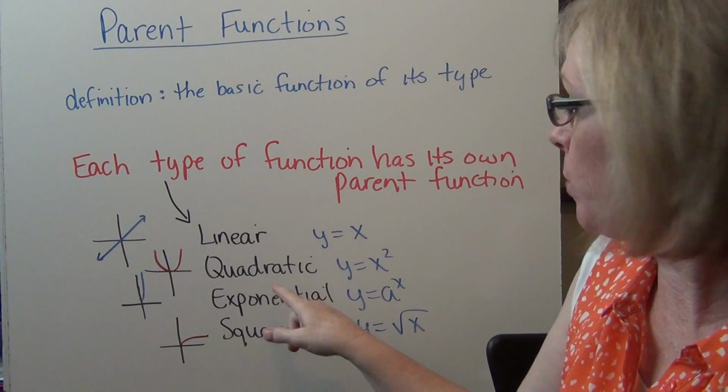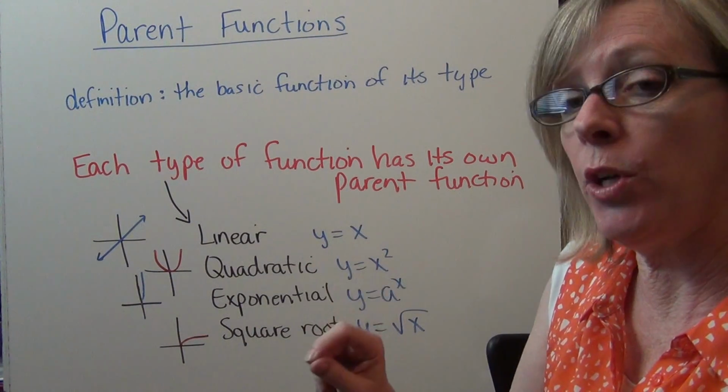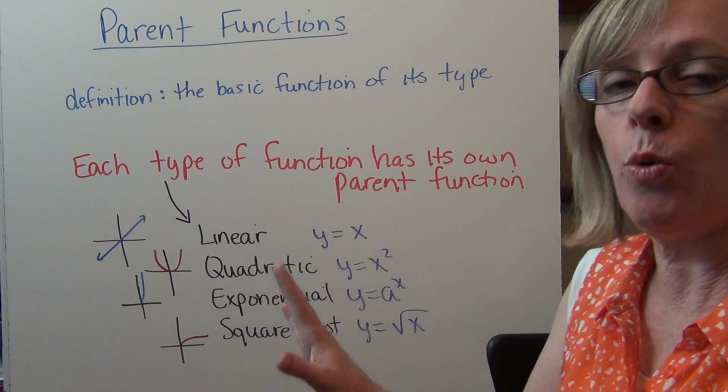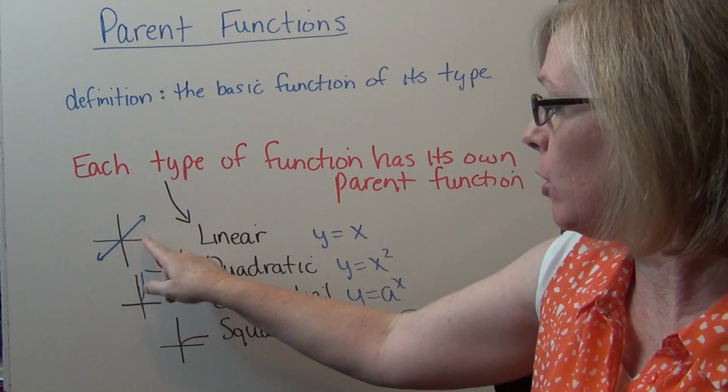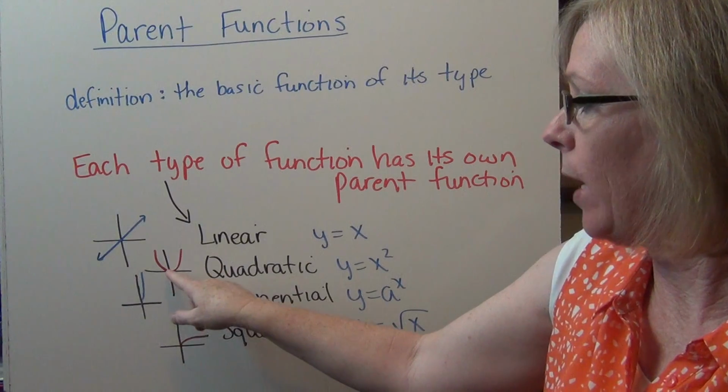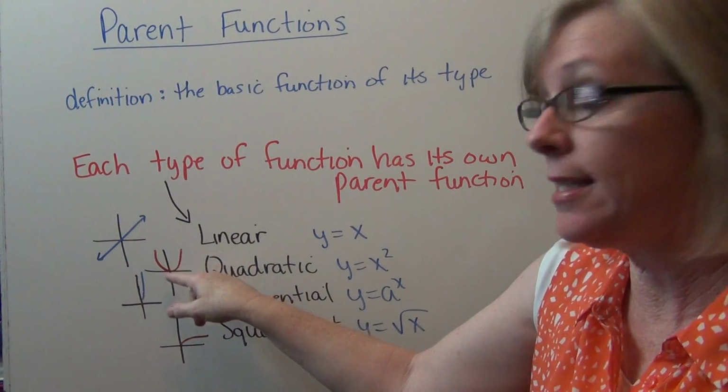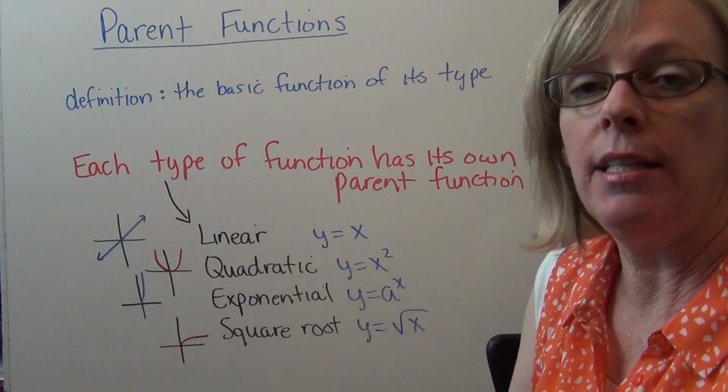You've also had experience with the quadratic. The parent function of the quadratic is simply y equals x squared and nothing else. It looks like this, the parabola. The parabola whose vertex is at 0, 0, and it's going up evenly.